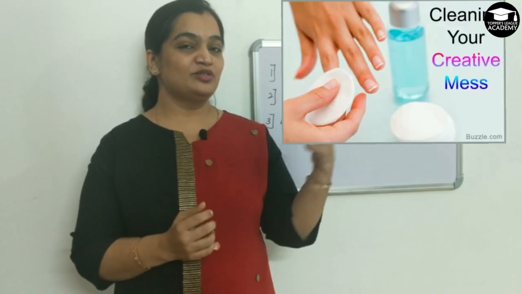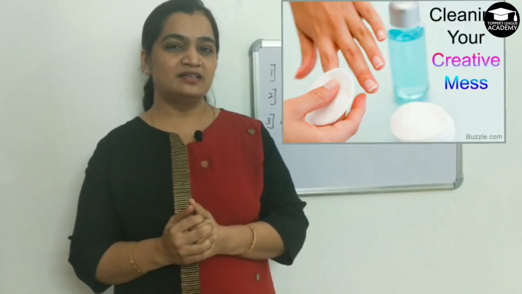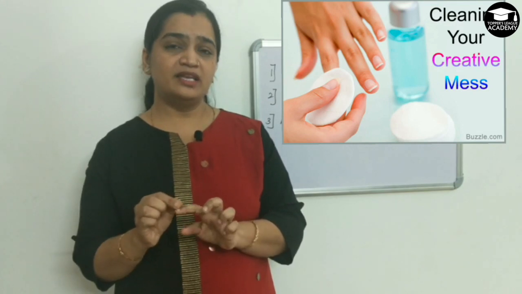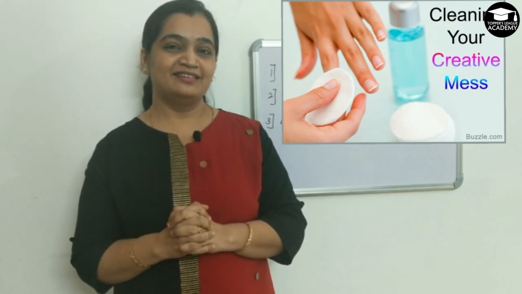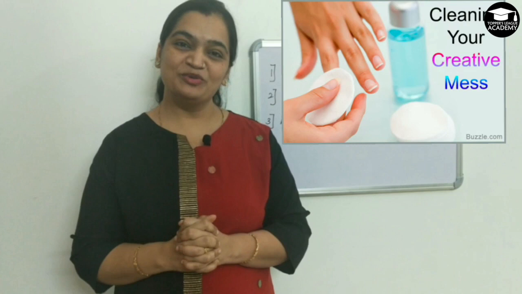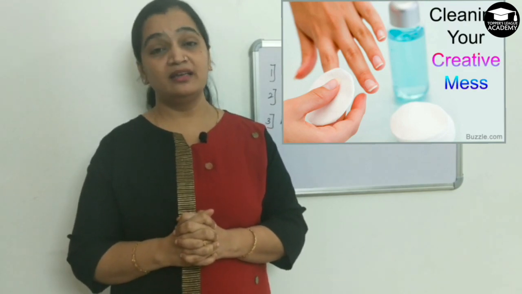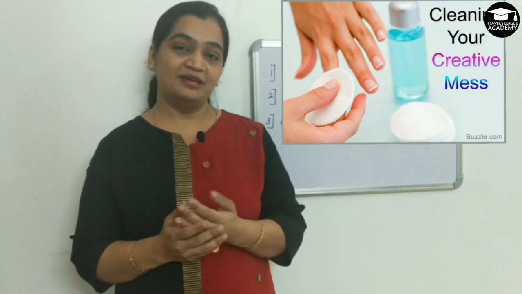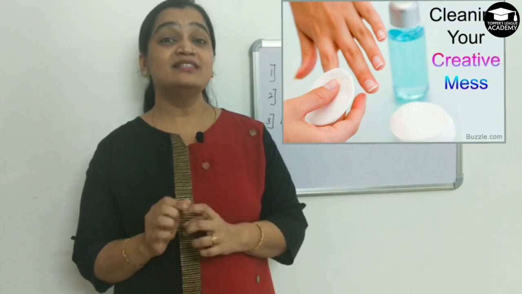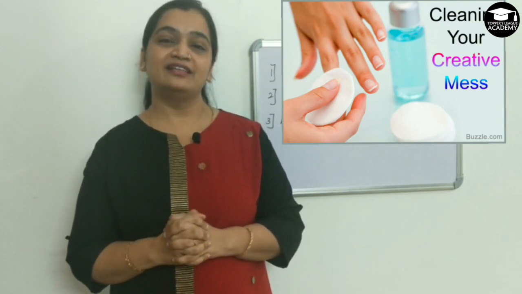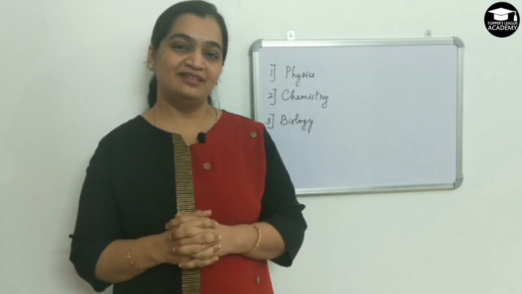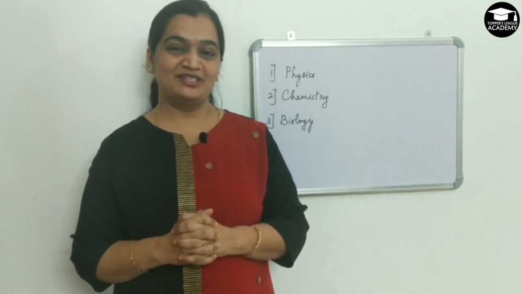Look at the second picture. What do you see? A girl is very nicely rubbing her nails. She's doing nothing but removing her nail polish, again using acetone, a chemical. The chemical is changing the color of her nails. How is it happening? Again, a chemical change.